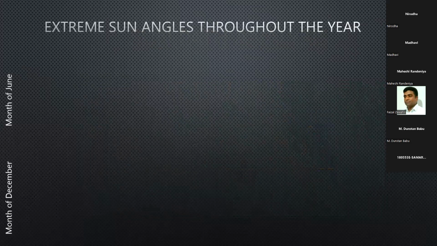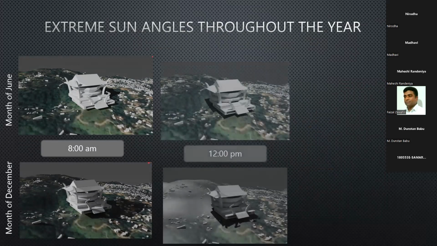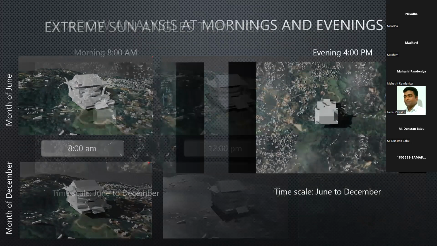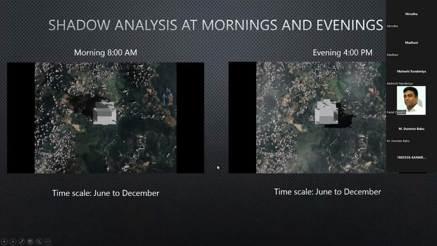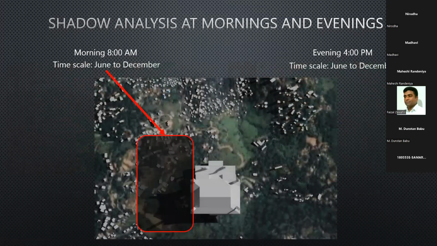I identified that the extreme sun angles occur around December and June. This is the 8 a.m. shadow casting, this is the 12 p.m., and this is 4 p.m. This shows what shadows will be cast on the nearby buildings. I did further analysis of what the morning and evening shadows on this building will be in each month. I created this image, this is for 8 a.m. and this for 4 p.m., showing the shadows in each month. So I identified which areas will be affected by these shadows.